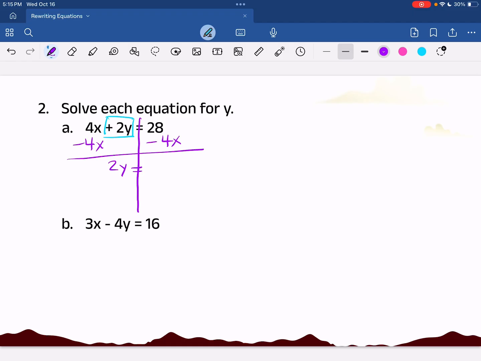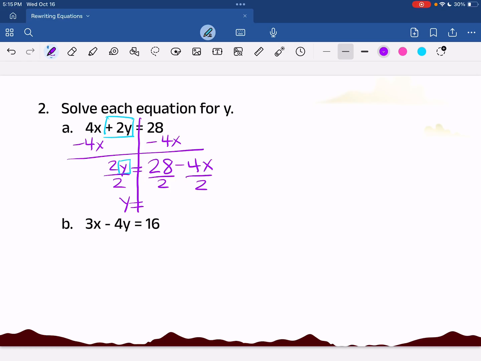I can't combine my 28 and my 4x's. Those are different. So we're just going to write them next to each other. To get my y by itself, to separate the 2 and the y, the 2 is attached to the y with multiplication, so we're going to separate them with division. We're going to divide everything by 2. 28 divided by 2 should be 14.